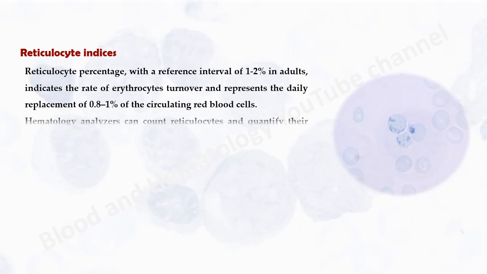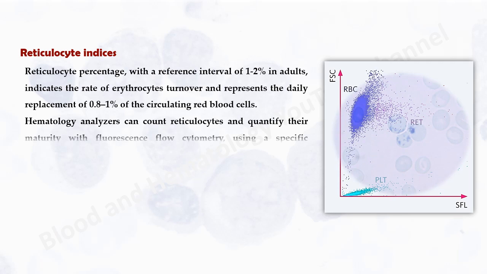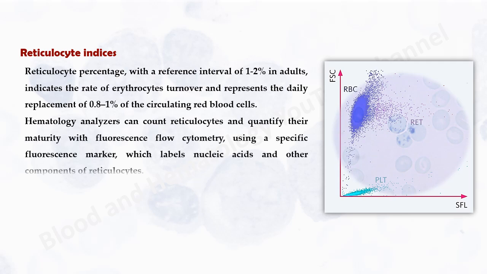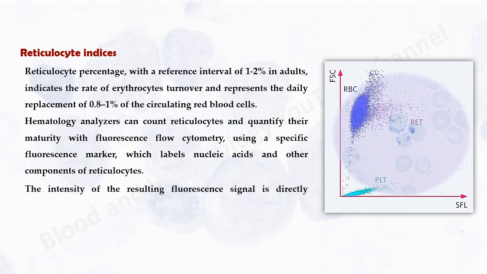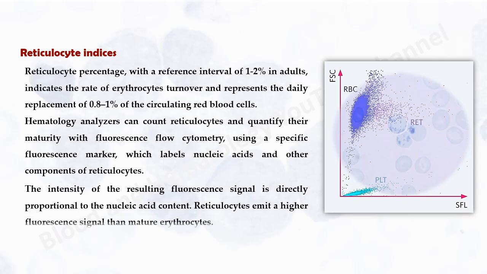Hematology analyzers can count reticulocytes and quantify their maturity with fluorescence flow cytometry, using a specific fluorescence marker which labels nucleic acids and other components of reticulocytes. The intensity of the resulting fluorescence signal is directly proportional to the nucleic acid content. Reticulocytes emit a higher fluorescence signal than mature erythrocytes.